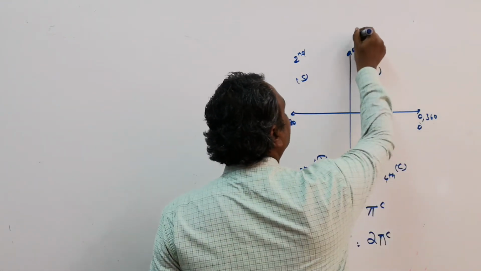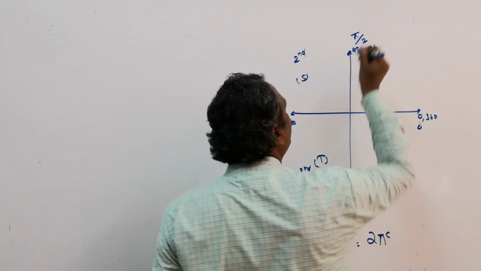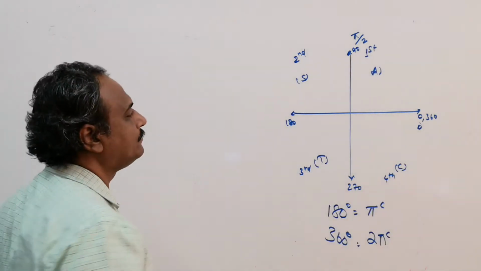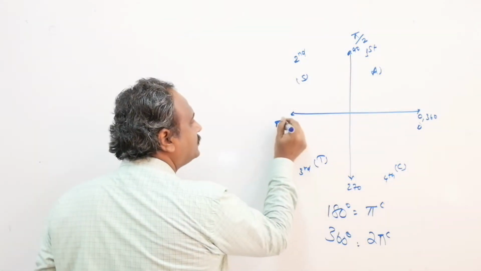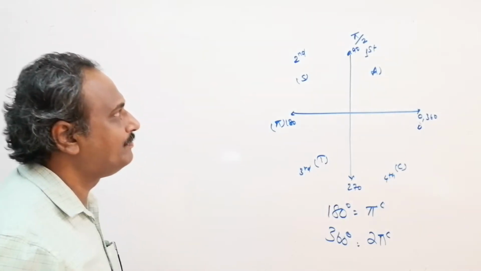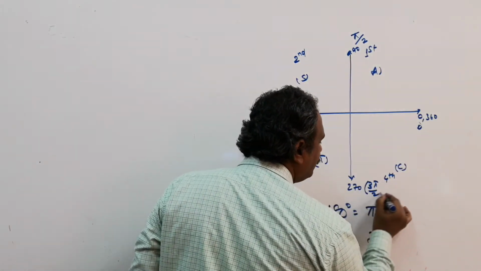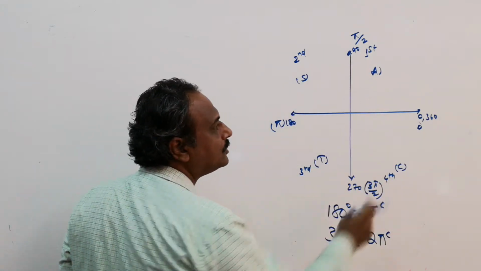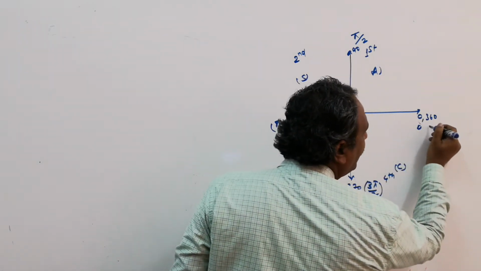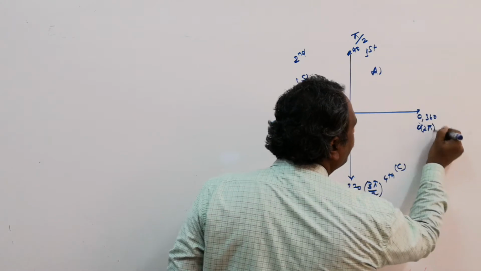When I come here, this is 90, which will be pi by 2. Here this is 180, which is pi radians. When we come to 270, this is 3 pi by 2. Opposite, this is 360, which will be 2 pi.